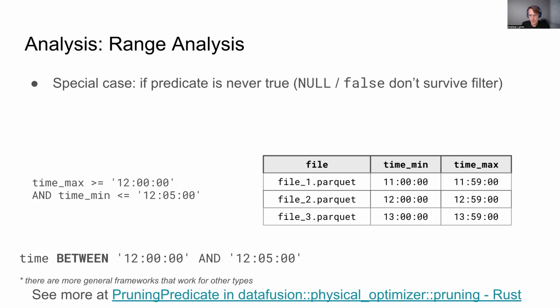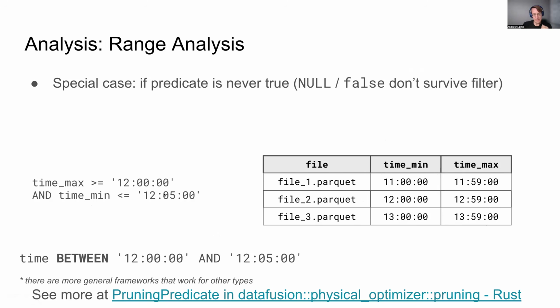So in this case, you have multiple files, the same files as before, right? File 1, 2, 3, and then you know the minimum and maximum values for the time column in those files. What DataFusion will actually do is it'll rewrite a predicate like time between 12:00 and 12:05. It'll rewrite it to the max is greater than 12:00 and the min is less than 12:05.